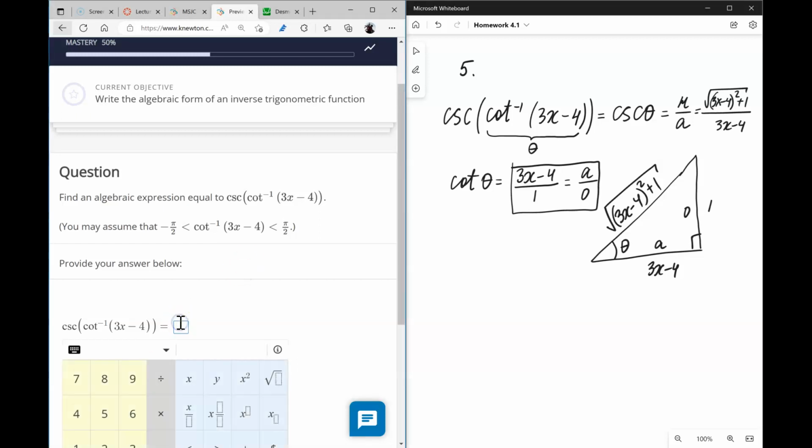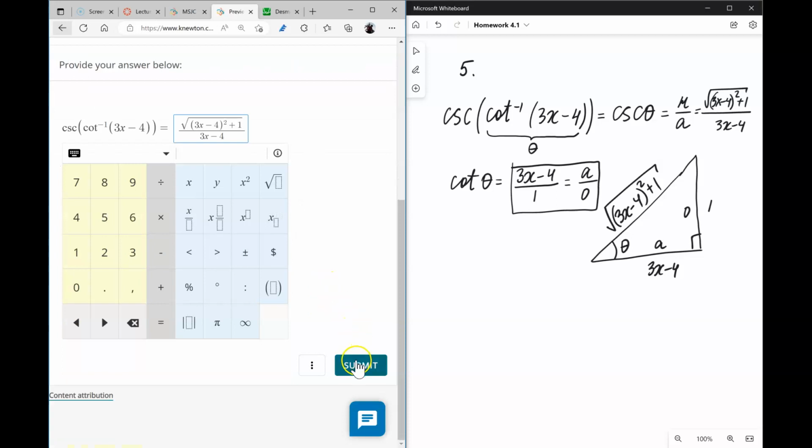So let's type the answer. We have square root of 3x minus 4 squared plus 1, all that divided by 3x minus 4. So let's see if we got the right answer.